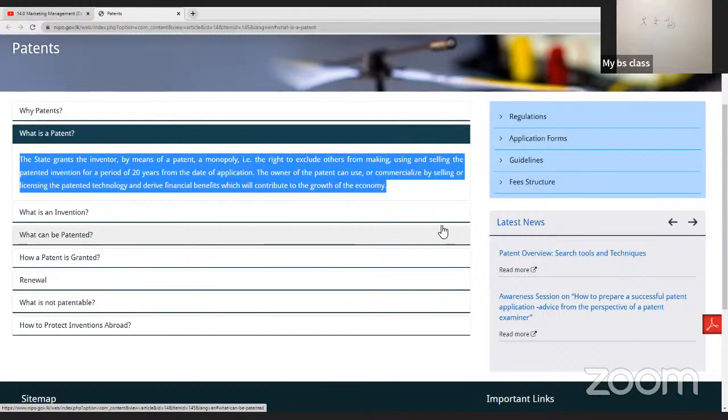But if a competitor or any other manufacturer wants to use it within that 20 years, they need to apply, whereas the innovator can receive financial benefits. So the owner of the patent can use or commercialize it by selling the patent or licensing the patent.